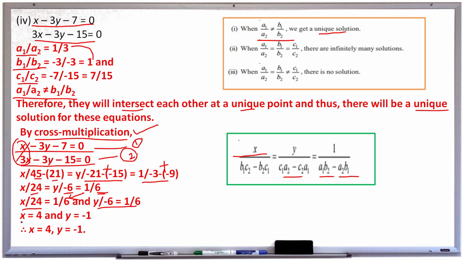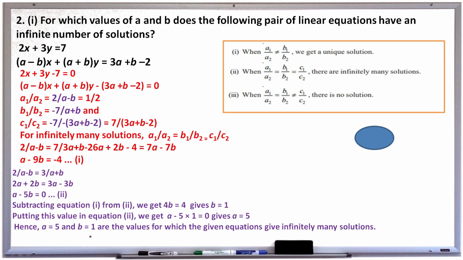So x is equal to, cross multiplying, you will get x is equal to 4, y is equal to minus 1. So the value of x and y you are getting is 4 and minus 1. Now question number 2, the same exercise.